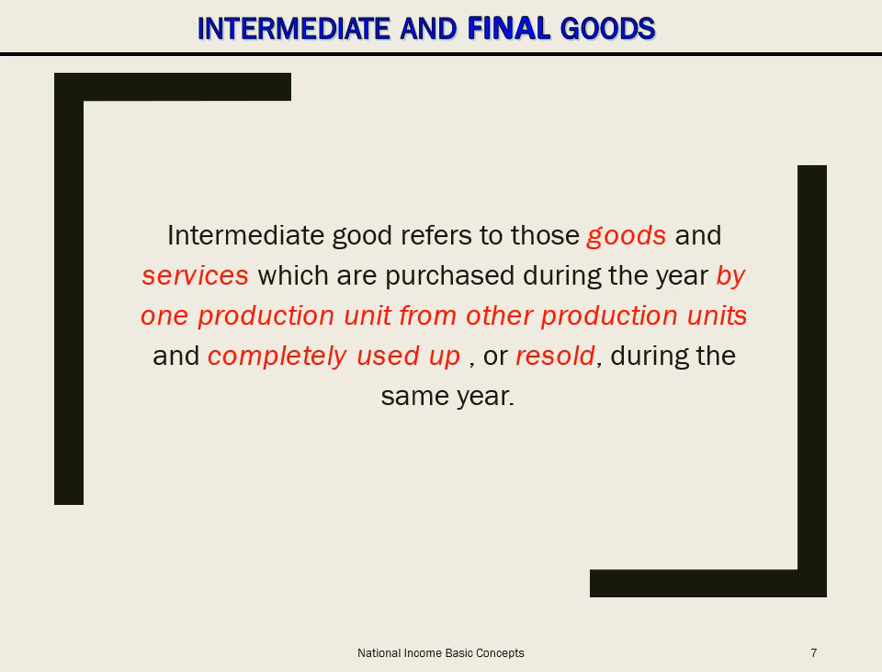So intermediate goods are those goods which are purchased by one production unit from other production unit and which gets completely used up, or they are purchased for reselling during the same year.